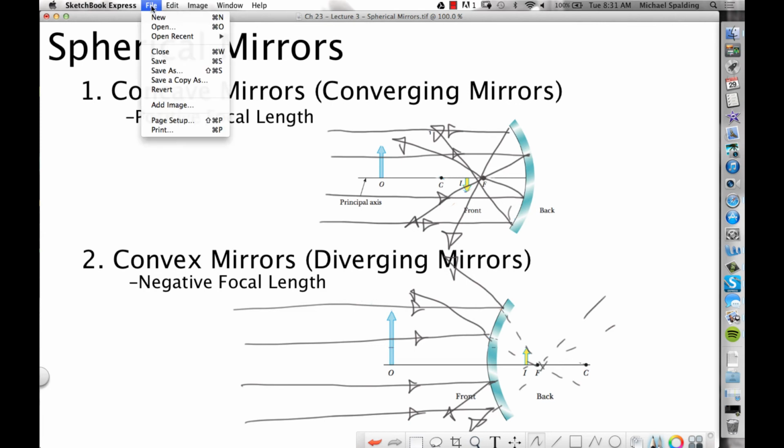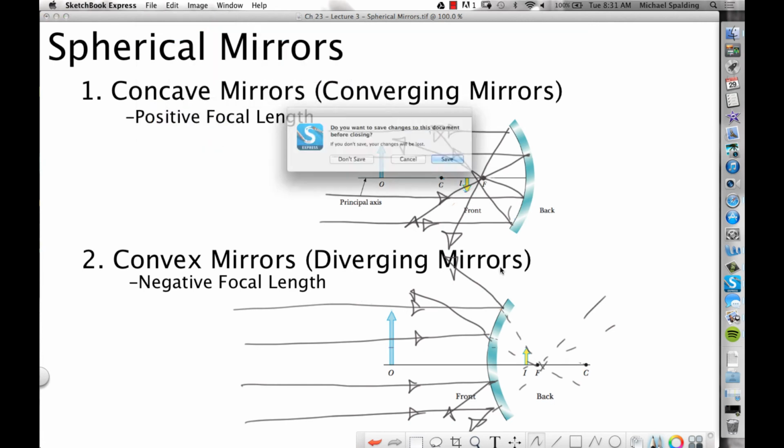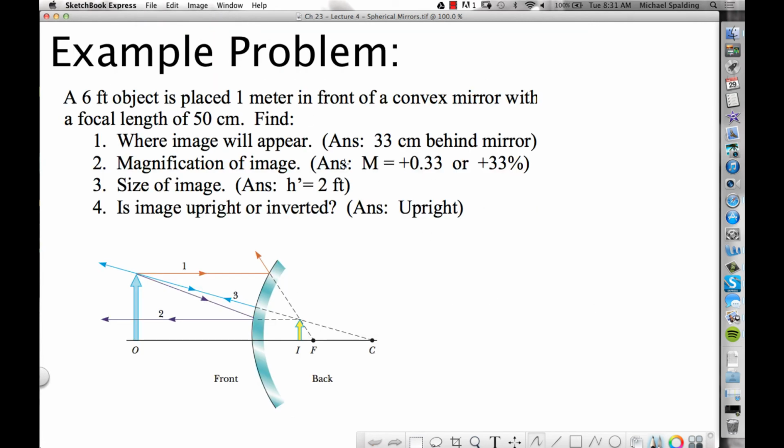All right, so let's try a problem here. A 6-foot object, and guys, you do not have to convert this unit here. You can just leave that in feet. That's giving you the height of this object, right here. The height of the object is 6 feet. Is placed 1 meter in front of a convex mirror. So this distance right here is 1 meter. The focal length is 50 centimeters, which is half a meter. So from focal point over to the mirror, that distance there is 0.5 meters.